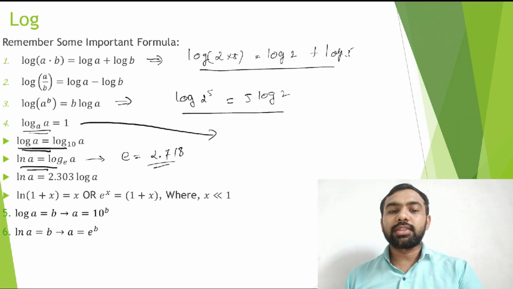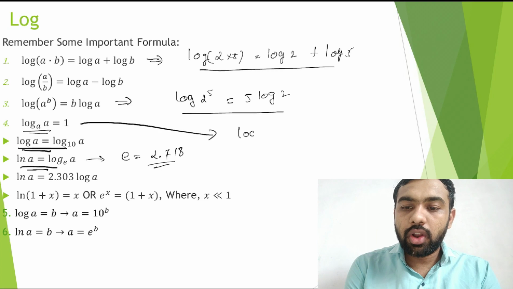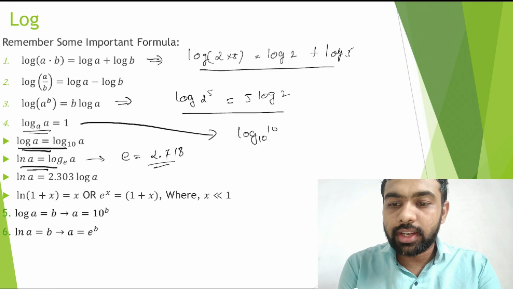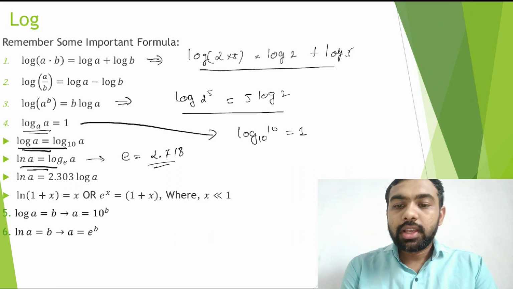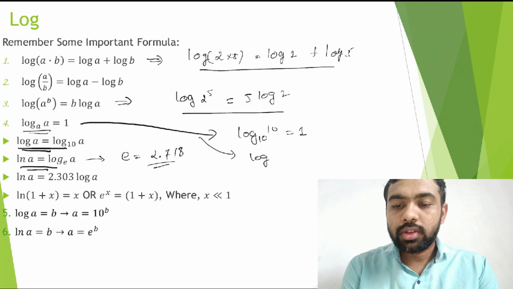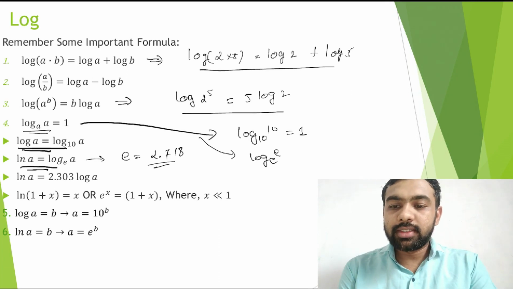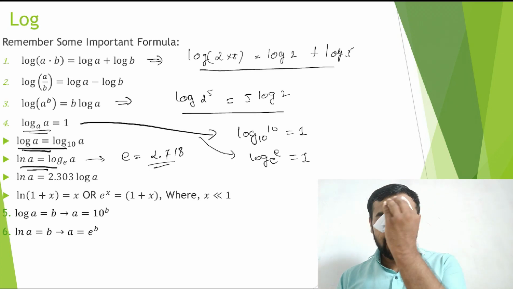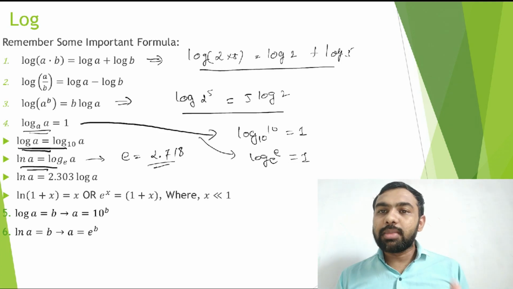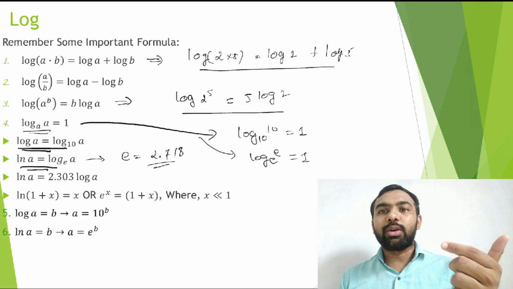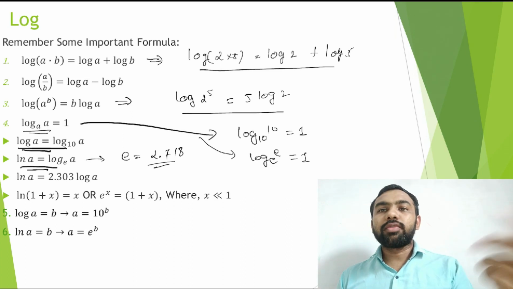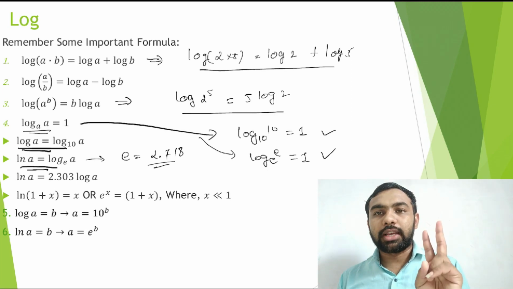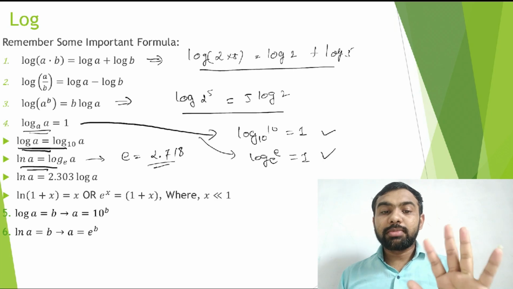Now you understand this concept. If log 10 base 10 is given, you just write it is equal to 1. Similarly, if you write log e base e, again the answer is 1. So ln e is 1. ln is log base e, and log means log base 10. You must remember these two: first the log and second the ln.